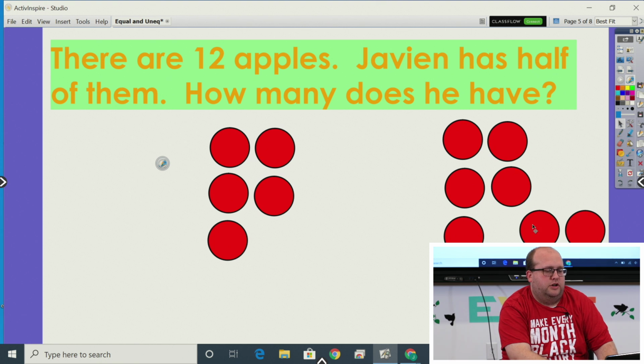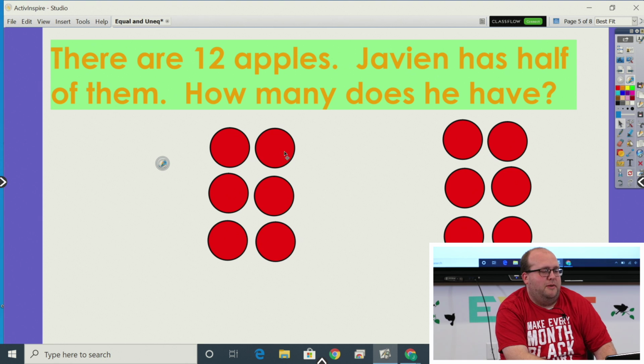See what we're doing, making sure each pile is even or equal. How many is in this pile right here for Javian? Did you count them? 6. Is this pile equal? It's got 6 too. So if Javian has half of 12, he has 6.